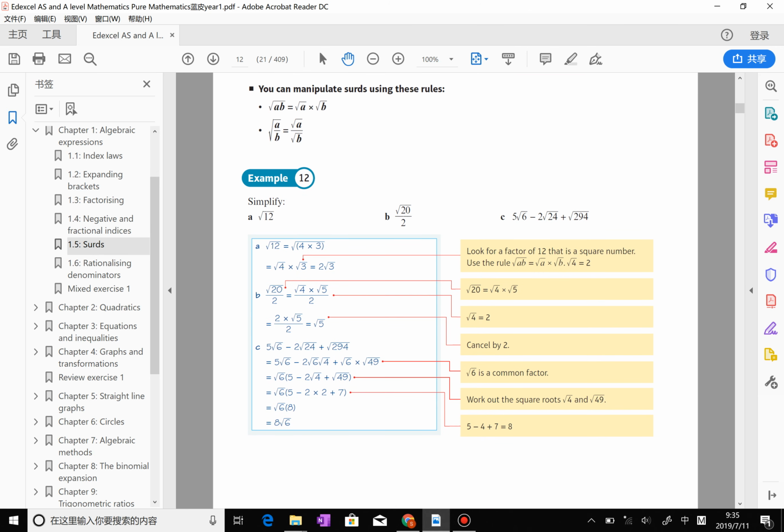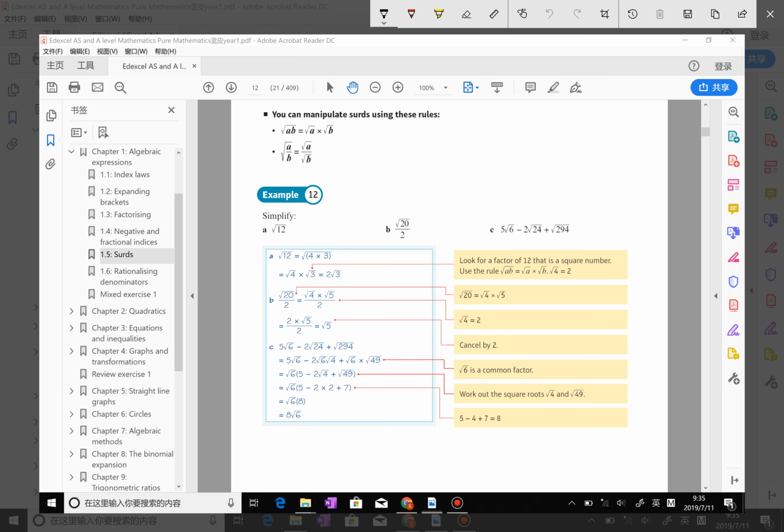Example 12. Simplify. For a, you have square root 12. We can write 12 as 4 times 3, then use our rule: square root 4 times square root 3, which is 2 square root 3. Let's look at b. We have square root 20 over 2. Square root 20 we can write as square root 4 times 5, then over 2, the final answer is going to be square root 5.